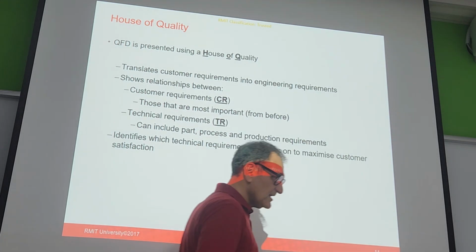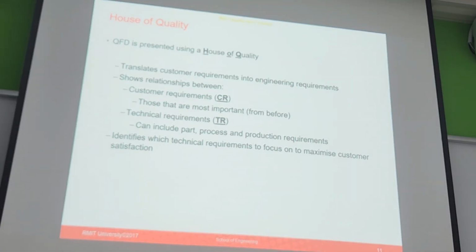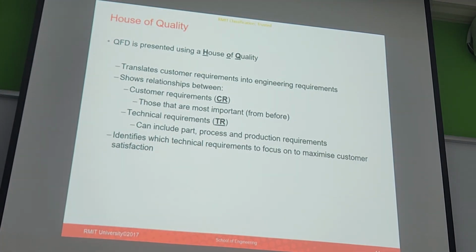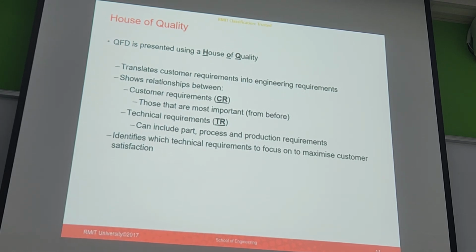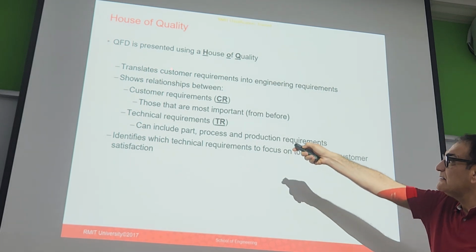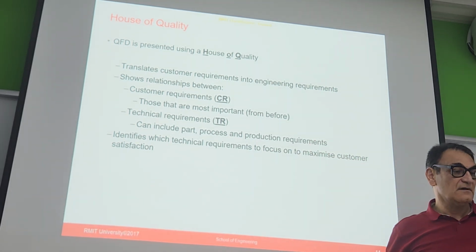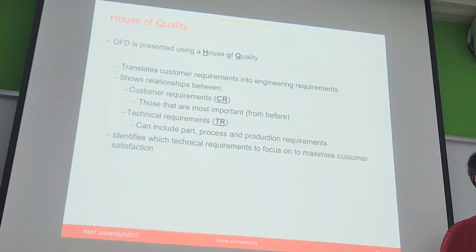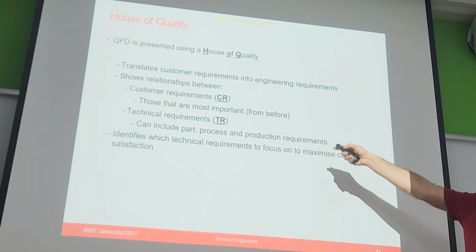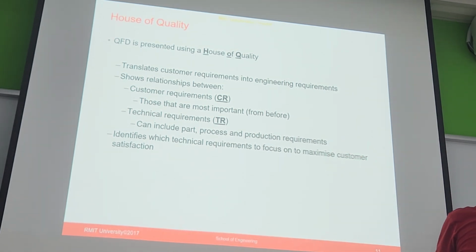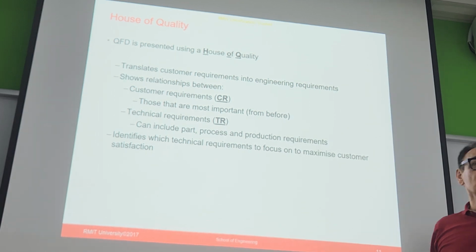Let's go to House of Quality. So House of Quality tells us about the translation. I wrote it for you: translate customer requirements to engineer requirements. It means from me to engineer. I need this, I need the phone, you have to translate to the engineer. It means CR to TR.